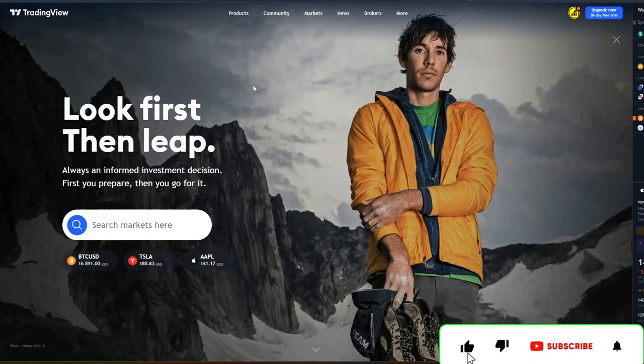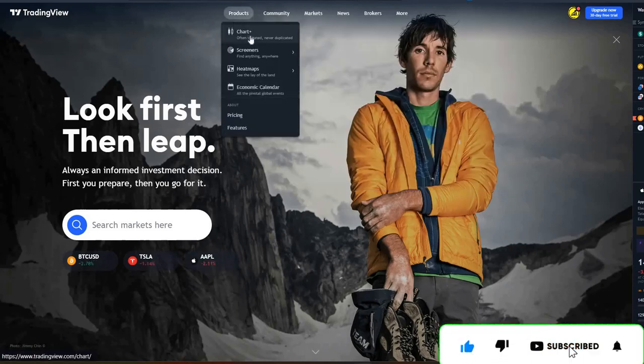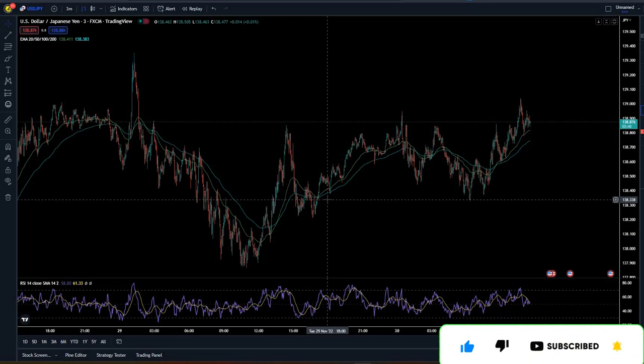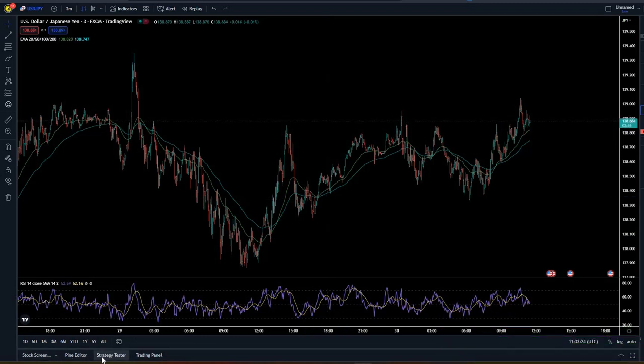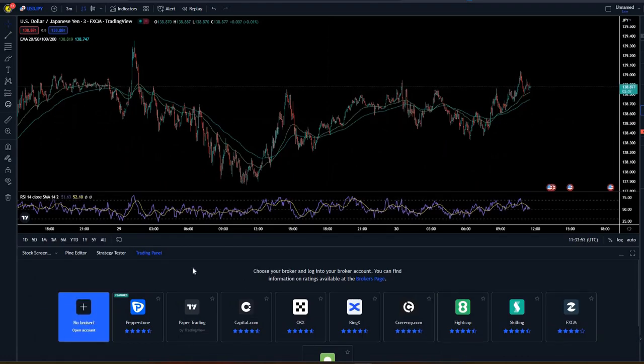Once you register and verify your account, go to products and then click on chart. This will prompt you to the chart dashboard. Over here, stock screener, pine editor, strategy tester, trading panel. Click on the trading panel. After you click on it, you will see this pop out. On this page, you will see all the platforms available which you can connect your Tradingview account to, and then start trading without leaving the Tradingview dashboard.